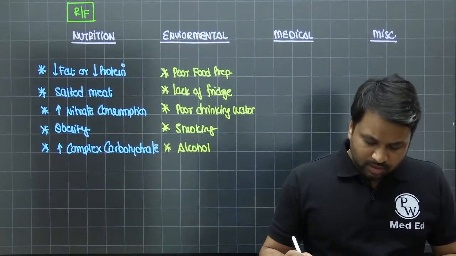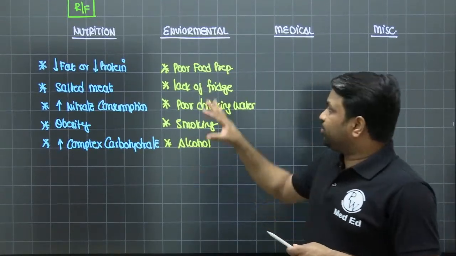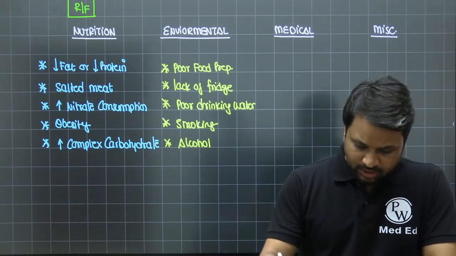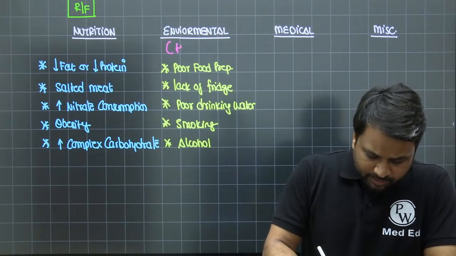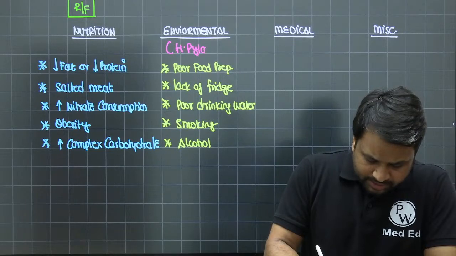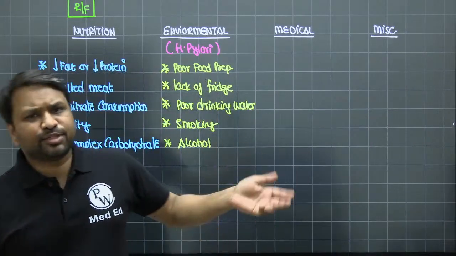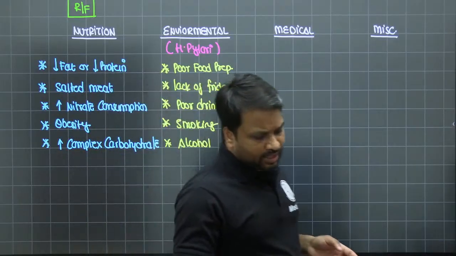Right now, all these actually promote the risk for H. pylori. So in hindsight, just remember, in the environmental component, I am worried about anything that is going to promote the H. pylori organism, because H. pylori is now considered to be a class A carcinogen.